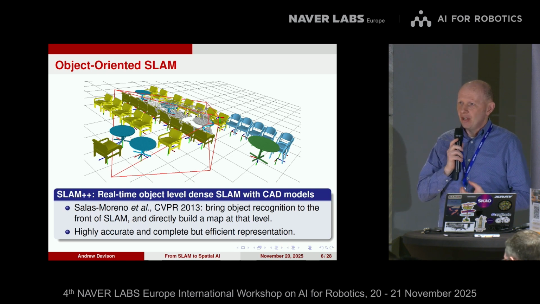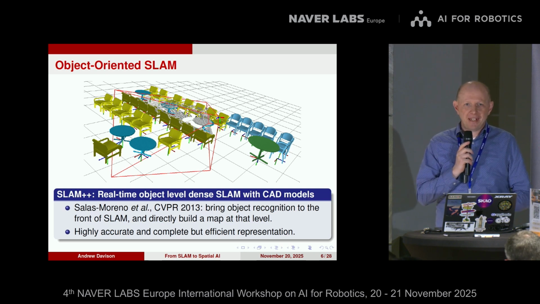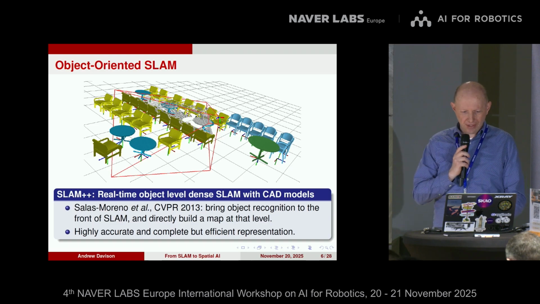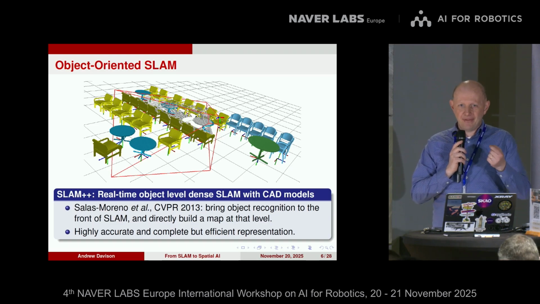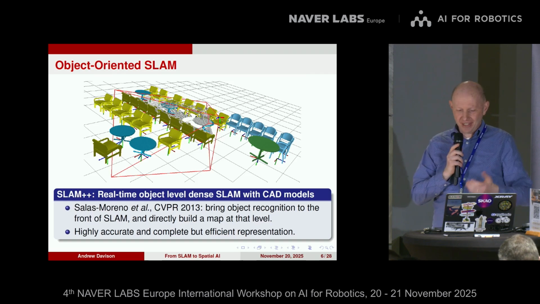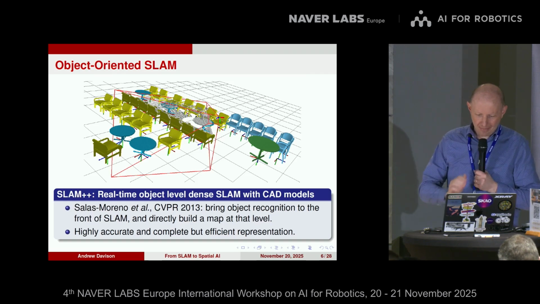CAD models available of the objects that we expected to see in the scene. And so we're directly recognizing those objects and directly building a 3D map at the level of those objects. You could think of this a bit like MonoSLAM, but instead of landmark patches, we have objects like chairs, and those are the units of our map.